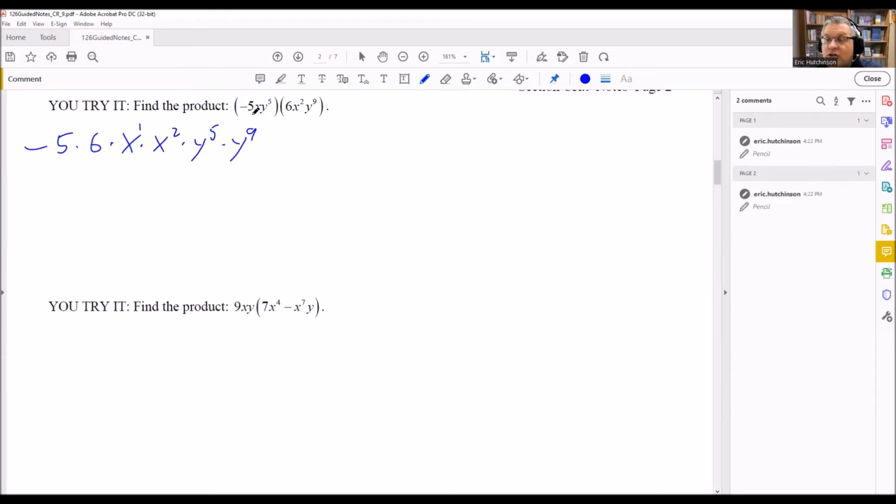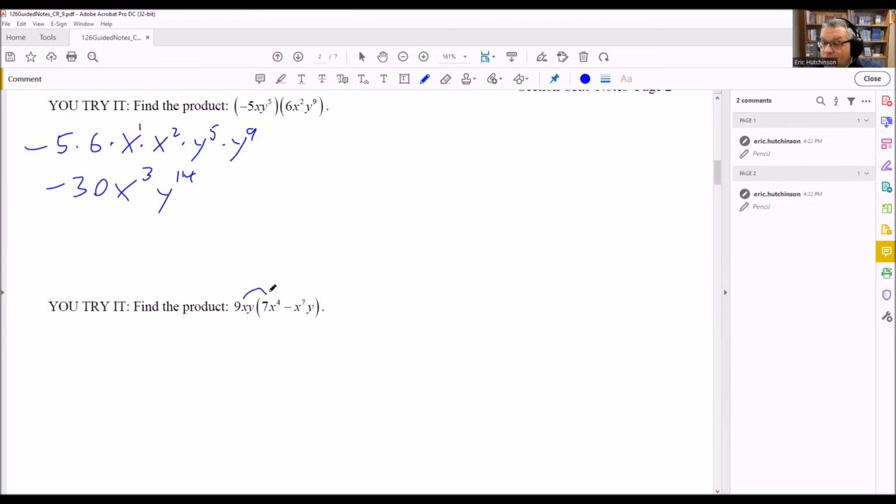So we're just putting together like things that we're going to multiply. Negative 5 times 6 is negative 30. You're going to add the exponents here: 1 plus 2 is 3. Add the exponents here: y to the 14th power. And that's it. So no distributing on this one. That's the difference between these two, so you've got to make sure you keep those straight.